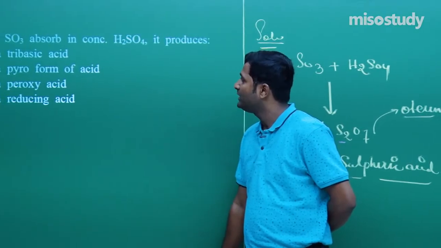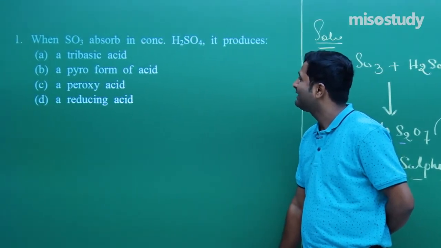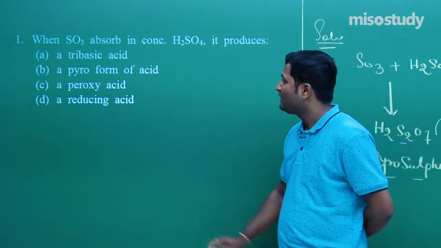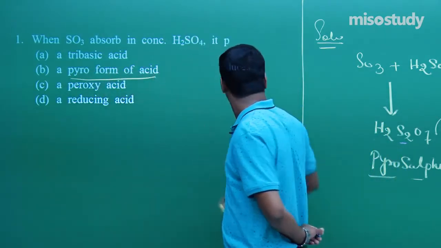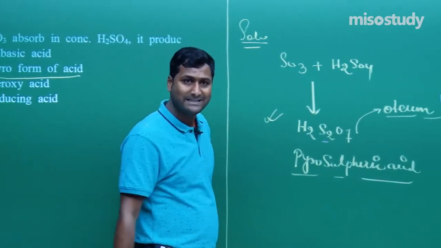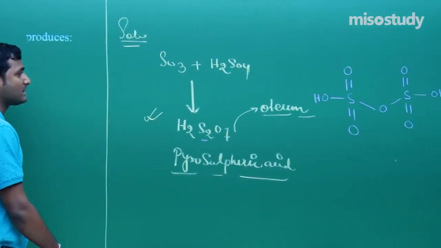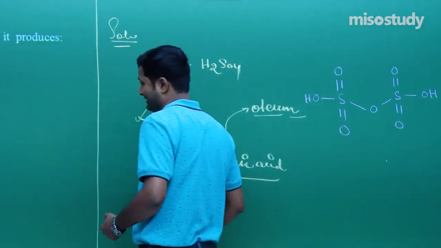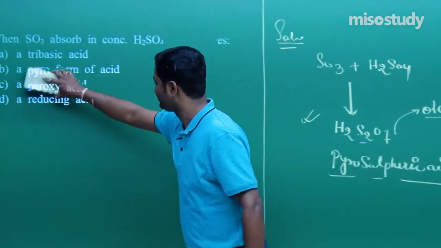Now, so what is the correct option here? When SO3 absorbs in concentrated H2SO4, it produces a tribasic acid, the pyro form of acid. This is pyrosulfuric acid. So we people can easily say that it is pyrosulfuric acid. Clear friend? I'm going to rub this part and we'll discuss the next one.